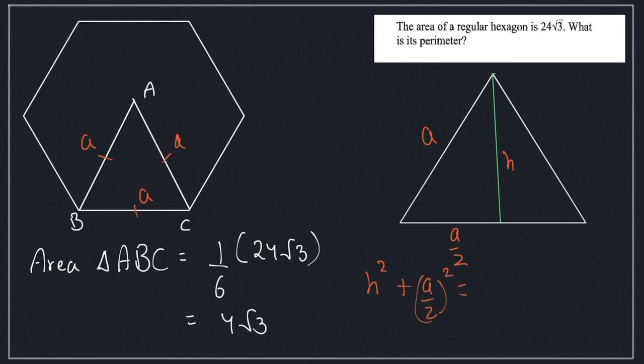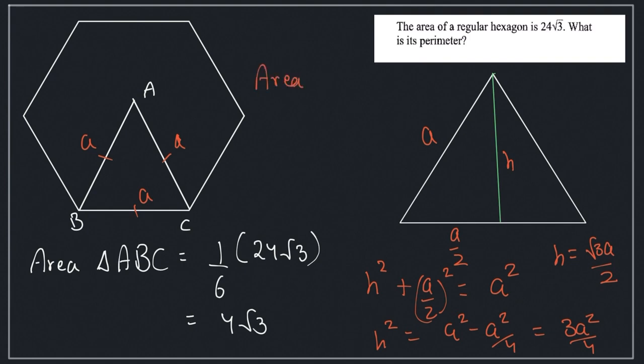h squared plus (a/2) squared is equal to a squared. Move (a/2) squared to the other side and it will become a squared over 4. If I subtract them, I will get 3a squared over 4. If we take square root on both sides, we get h equal to root 3 a divided by 2. This will help us write the area of this triangle exclusively in terms of a.